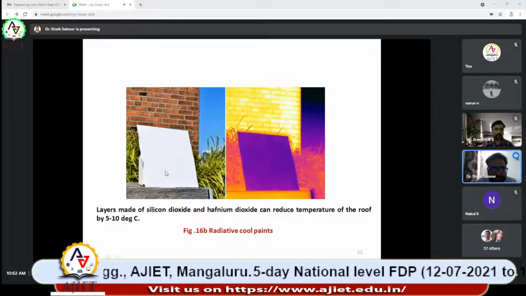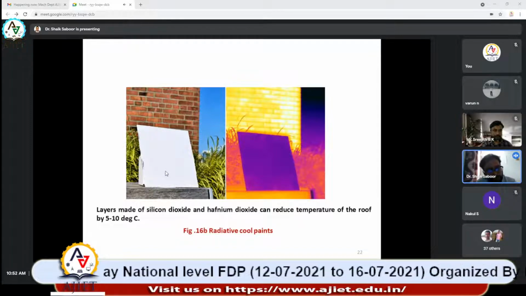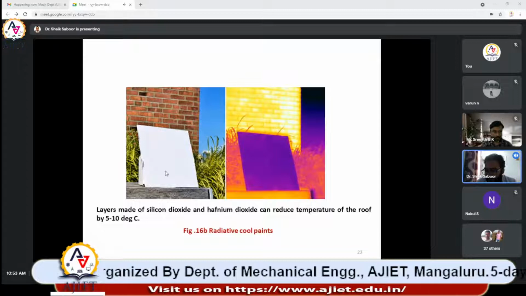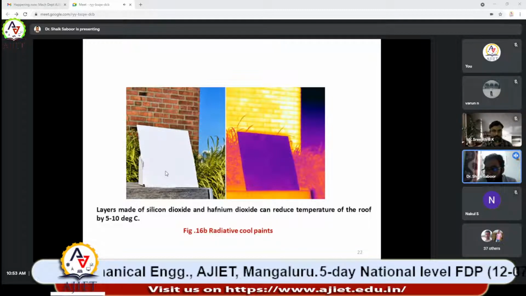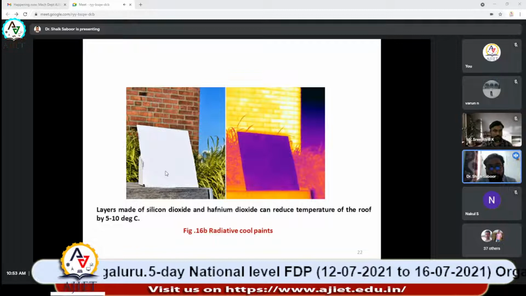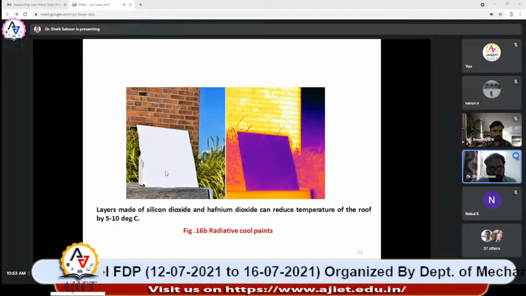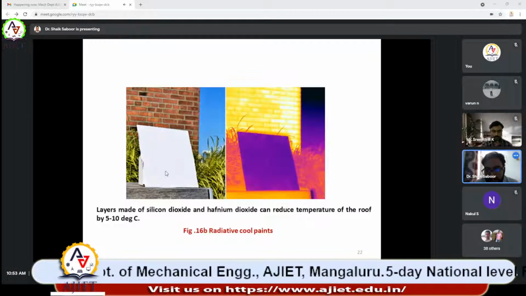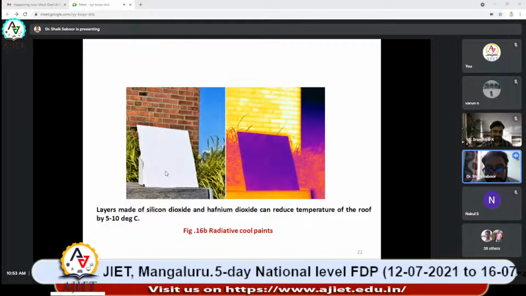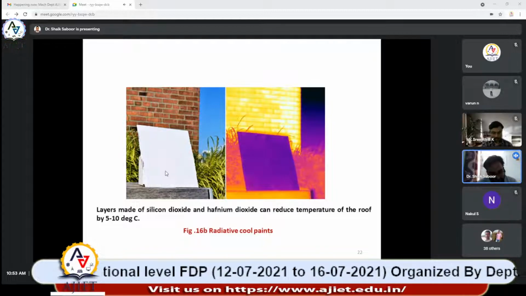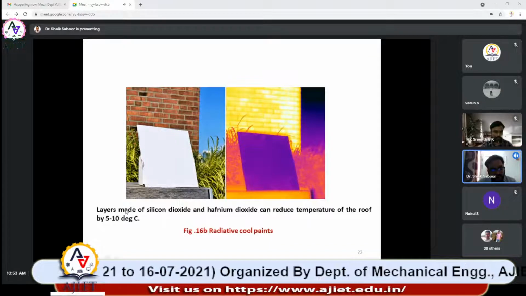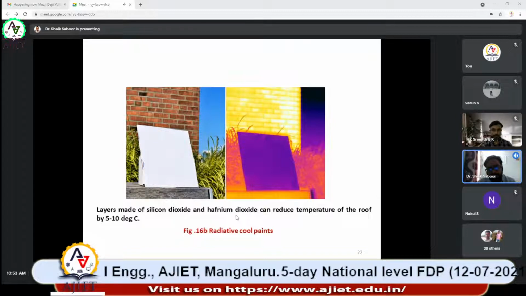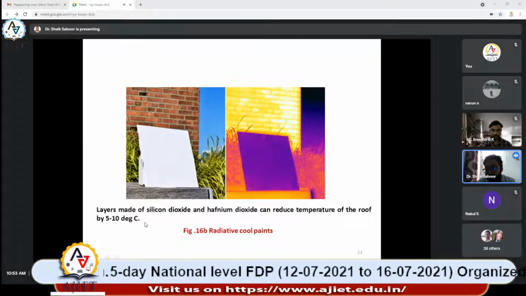So a lot of research can be done in this area by including many nanomaterials in the paints. Also, recently we have a paper where they actually produce cool papers. They just have to remove the sticker backside and paste it on the wall or roof, and they'll feel comfortable. Recently one paper was published in ACS as well. If you add silicon dioxide and hafnium dioxide, you can reduce the roof temperature by 5 to 10 degrees centigrade. This is a radiative cool paint technique.